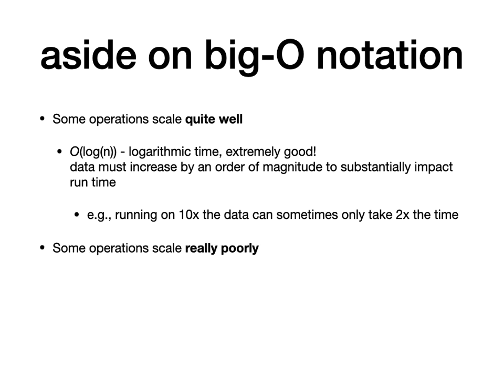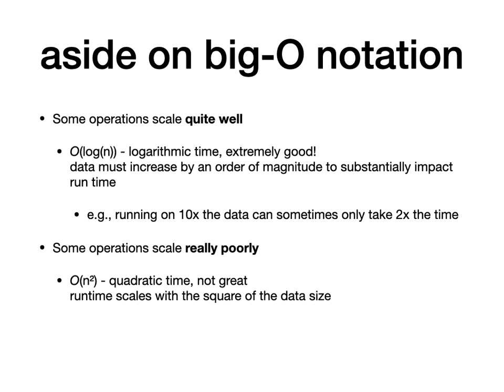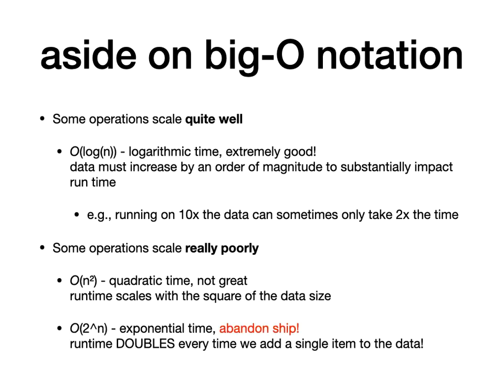On the other hand, some operations scale extremely poorly. For example, quadratic runtime, that's not great. Every time your operation will take the squared runtime of the length of the data input, or even worse, exponential time. This is the inverse of log. The runtime will double every time you add an item to the data. This is awful. You don't want this kind of operation, because it's just not scalable.